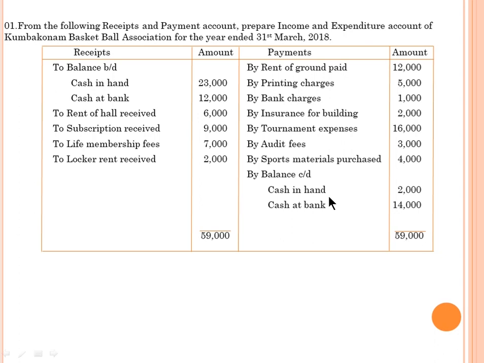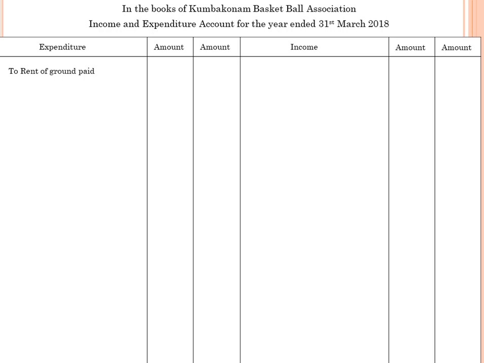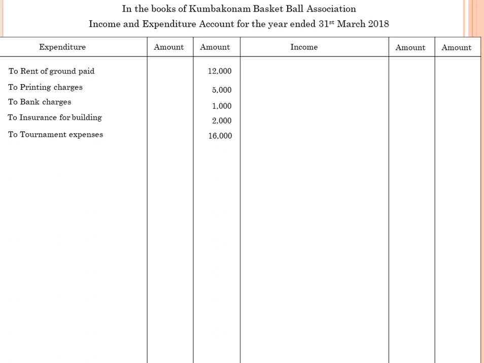I told you earlier, the income and expenditure account is similar to the profit and loss account. So we don't want to take the opening and closing balance of cash in hand and cash at bank. Just ignore them. We move on to the income and expenditure account. I start with: to rent of ground paid 12,000, to printing charges 5,000, to bank charges 1,000, to insurance for building 2,000, to tournament expenses 16,000, to audit fees 3,000, to sports material purchased 4,000.